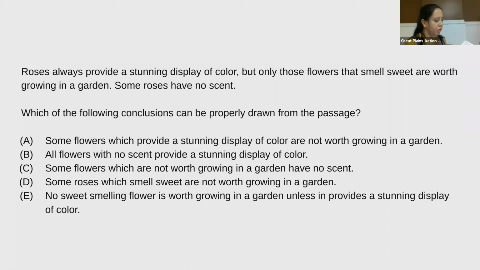So we know that we're looking for a conclusion. The categories we have are roses, things that display a stunning display of color, flowers that smell sweet, and things worthy of being grown in a garden. So we have R, C, S, W. I'm going to move this over. Looking for a conclusion.